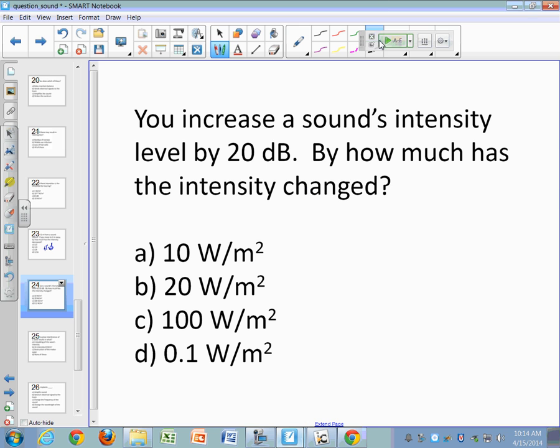To increase a sound's intensity level by 20 decibels, that is, you would go from, say, 10 to 30 decibels, by how much has the intensity changed?